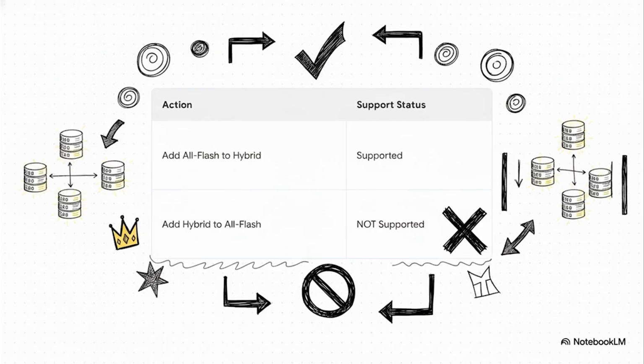But let's flip that scenario. Say you have a pristine, lightning-fast all-flash cluster. Can you add hybrid HCI nodes to it? Absolutely not. That is not supported. It's a one-way street, folks. You can never downgrade an all-flash cluster by introducing slower hybrid nodes.